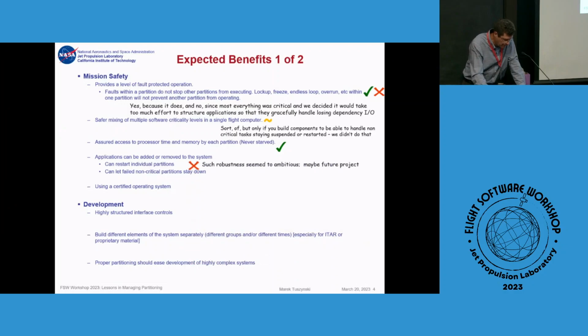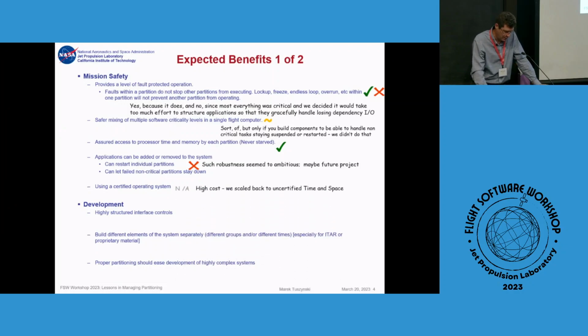So you can let failed non-critical partitions stay down, but even that is a theory thing, because making the system robust enough to do that takes a lot of effort. So it seemed too ambitious to go anywhere near even the second bullet there under that, let alone the first one of adding stuff. There's so much work in creating these functions and years of development that just adding something onto the spacecraft later on in hindsight seems pretty far away. But again, the architecture in theory would support that, the time and space, that is.